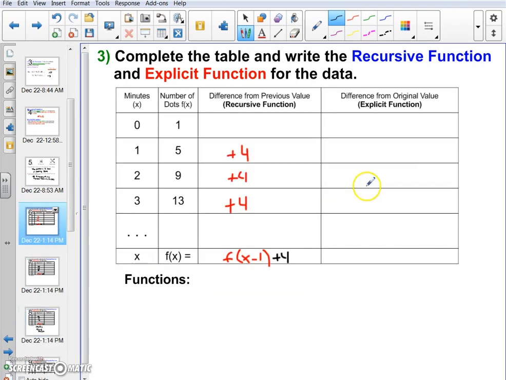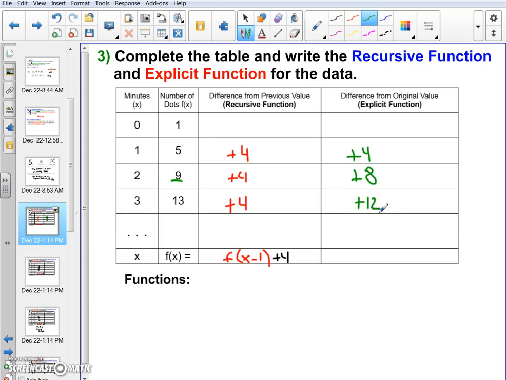Okay, so let's work on explicit now. Alright, so for explicit, we have to find the difference between the term and the original value. So if I start here, my original is a 1. It follows the same pattern as this one. I have plus 4. Now when I go to the next term, I have to focus on the original. So the difference here is going to be a plus 8. And I go to my last term and do the same thing. So I have 13, I have 1. The common difference, my apologies, is that we're actually adding by 12 on this one.